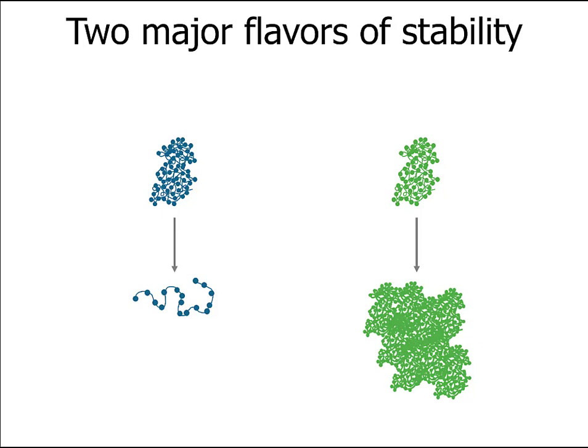Colloidal stability, shown on the right in green, can be thought of as the aggregation behavior of a protein. Gathering size information from static and dynamic light scattering can inform the understanding of a protein's colloidal stability. Both of these behaviors combine to paint a fuller picture of a protein's stability.